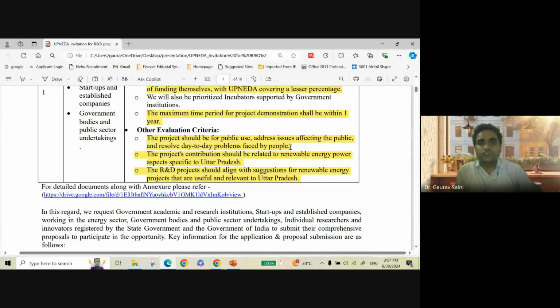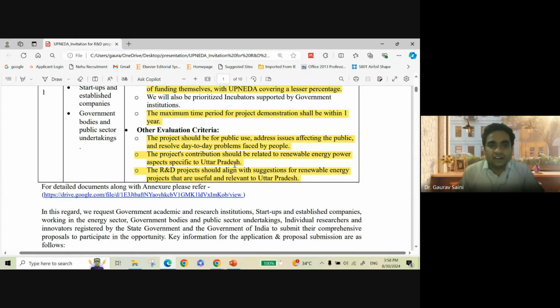The next is that project contribution should be related to the renewable energy power aspect specific to Uttar Pradesh. This is UP NEDA. So the ideas which you are reflecting should resolve the problem specifically for the people of UP. If it is there, they may consider it more effectively.